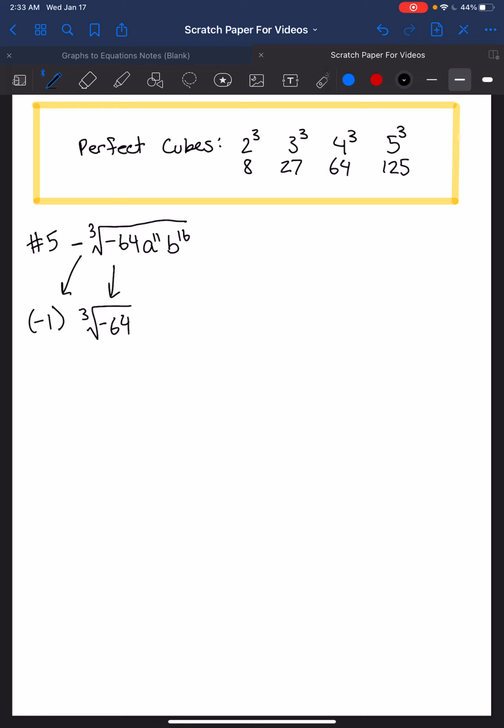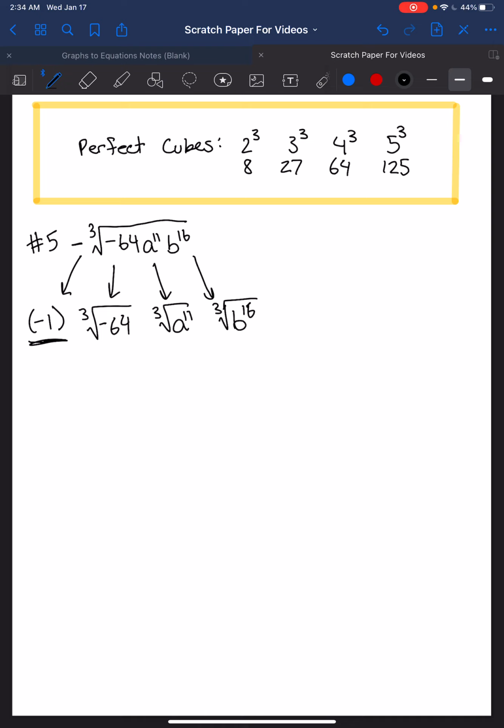Cube root of -64. Cube root of a to the 11th. Cube root of b to the 16th. Okay, this -1 is just kind of hanging out. Nothing to do with it right now.